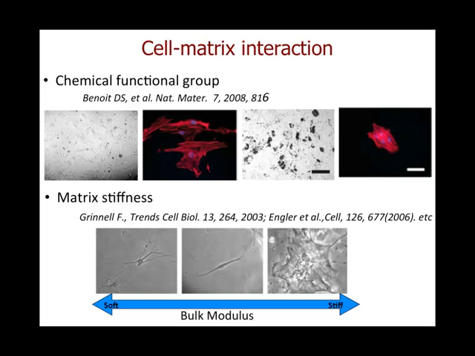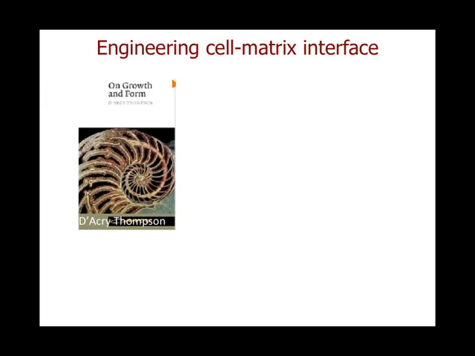Now, as we all know, there are studies showing the role of chemical functional group, matrix stiffness, and matrix rigidity. All these play a role in stem cell shape manipulation and their differentiation. Most of these interactions happen at the interface, but most of the time we miss understanding that interface, like how the interface is playing a role.